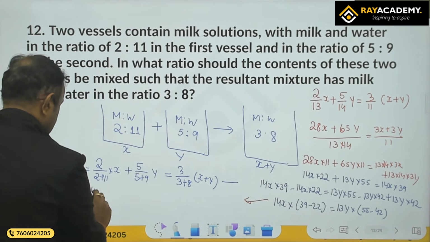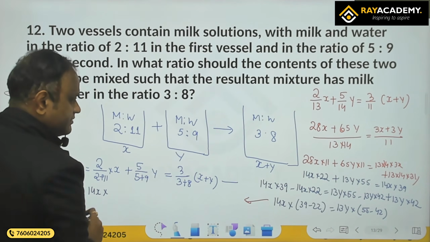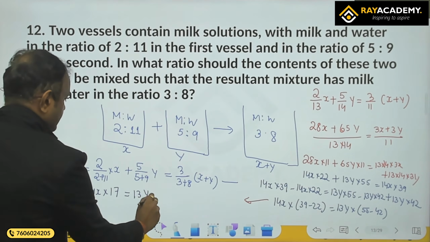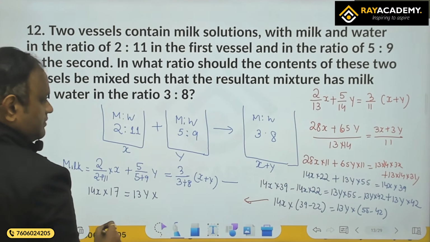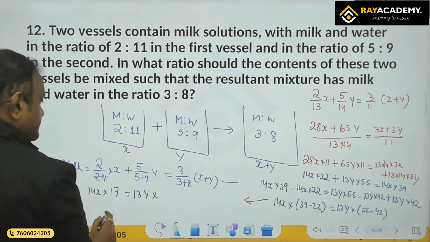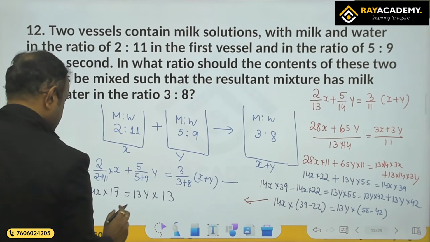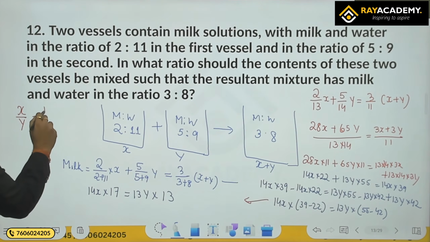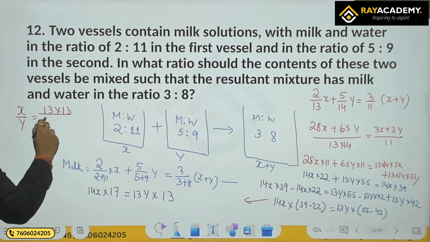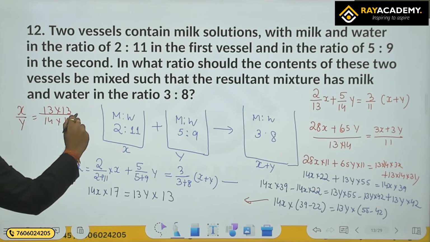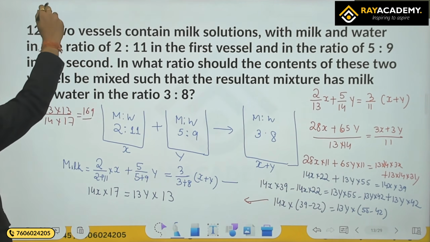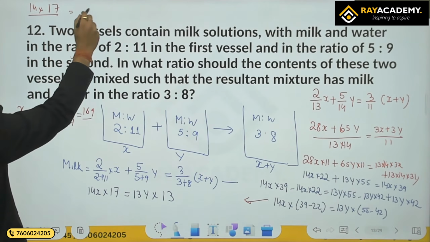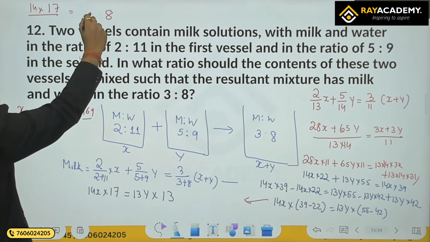14x multiplied with 17 equal to 13y multiplied with 13. Okay, so x by y will be 13 into 13 divided by 14 into 17, whatever you get. 13 into 13 is 169. 14 into 17 is 238.